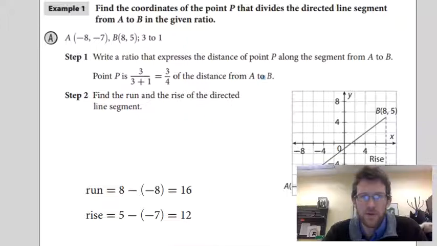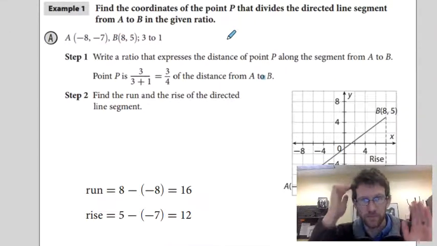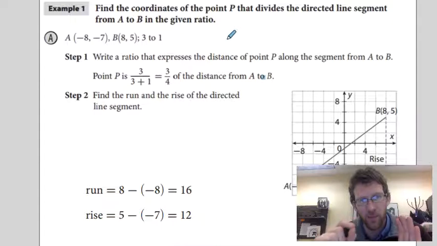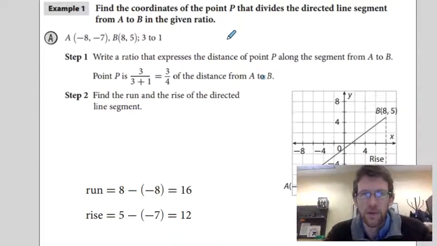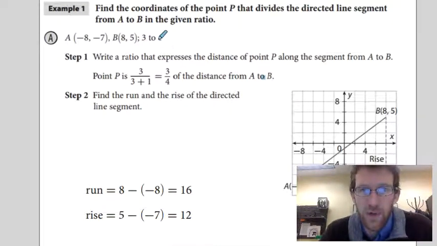It's a little harder when we use those ratios instead of fractions. We have 2 points here. We have point A and point B, and we need to make a segment between them and then find the point that divides that segment into the given ratio. And the ratio they want is 3:1.